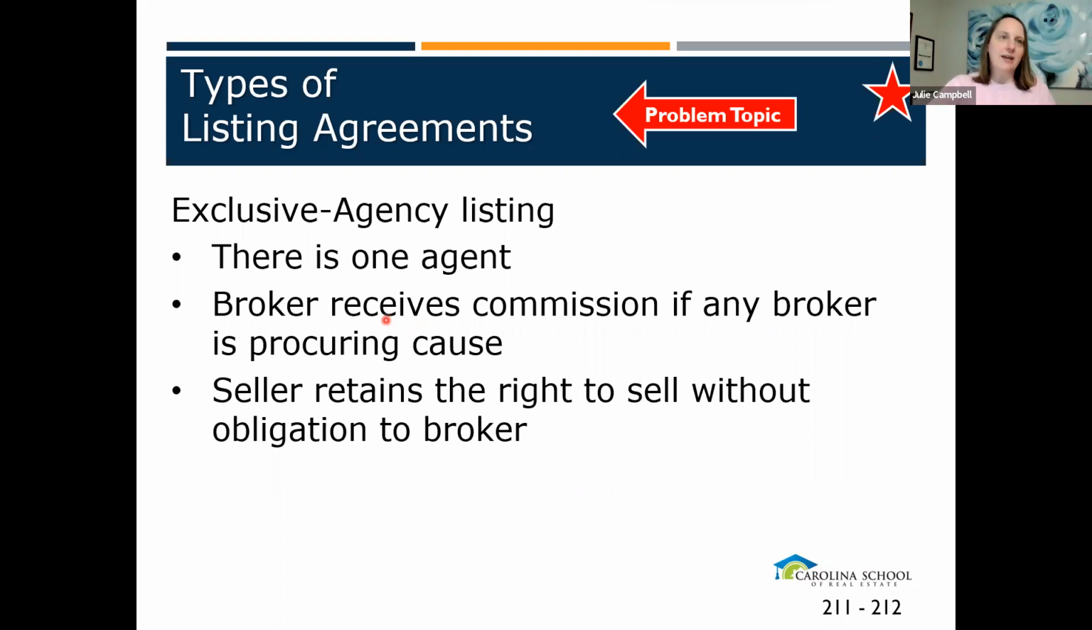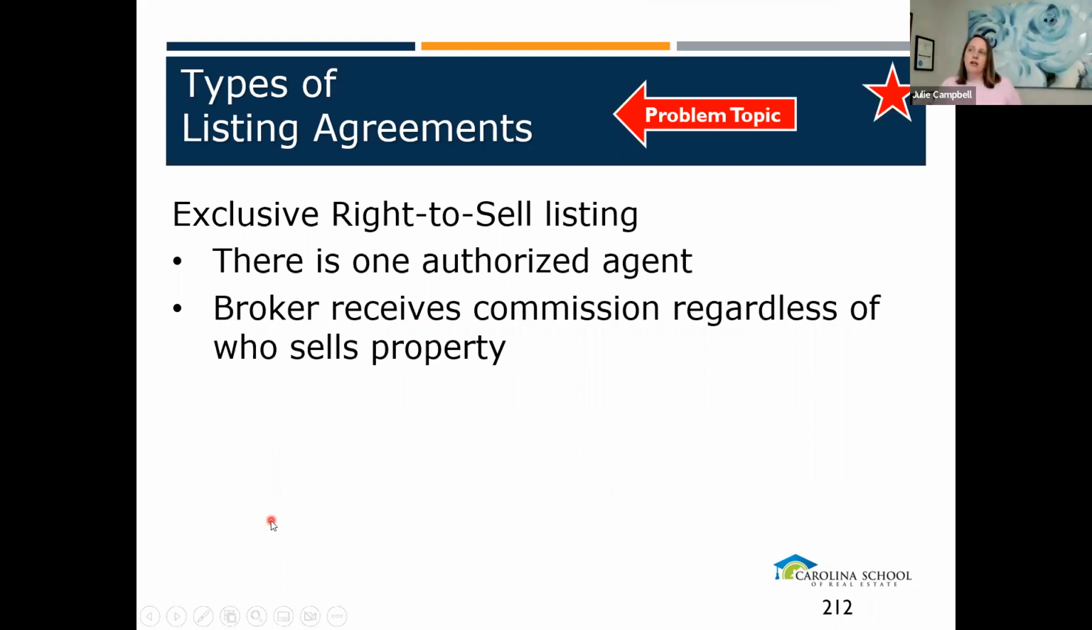So what's the one we like? The one we like, the one we're getting ready to look at, is something called the exclusive right to sell listing agreement. How many firms is the seller dating? One. And guess what? That firm gets paid no matter where the buyer comes from. Did you bring the buyer? Did somebody else bring the buyer? Did the seller sell it without you?